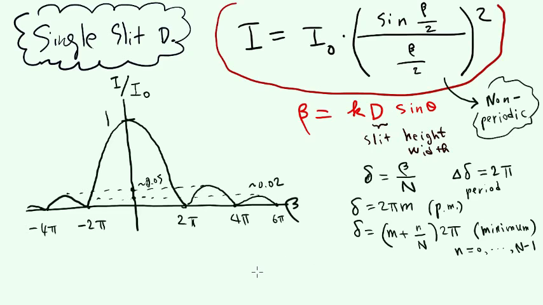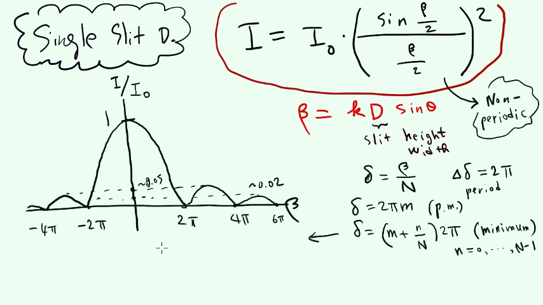If you didn't quite follow what I was saying about the difference between single slit and double slit, don't worry about it too much, because I'm going to speak about it in detail at the end of this lecture. But right now, let's discuss the physics of this single slit result. To do that, let's discuss the minimum intensity condition in terms of beta.